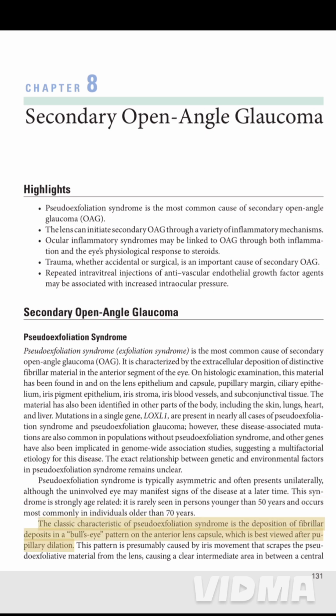The classic characteristic of pseudoexfoliation syndrome is the deposition of fibrillae deposits in a bull's eye pattern on the anterior lens capsule, which is best viewed after pupillary dilation. This pattern is presumably caused by iris movement that scrapes the pseudoexfoliative material from the lens, causing a clear intermediate area in between a central and a peripheral zone of the material, Fig 8-1.